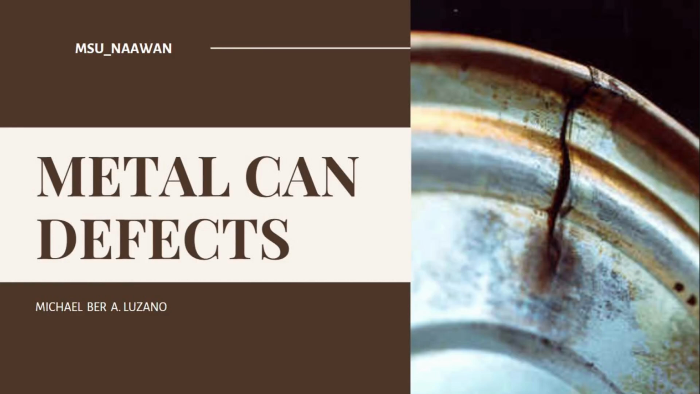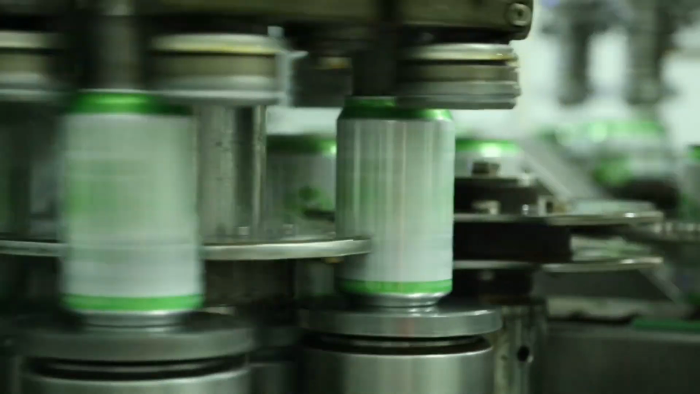Hi, good evening, everyone. Today we're going to talk about metal can defects. These defects can occur at various stages of can production, specifically from raw metal plate up until the final handling. Understanding these defects is essential in a way that it ensures safety and also high quality canned products.